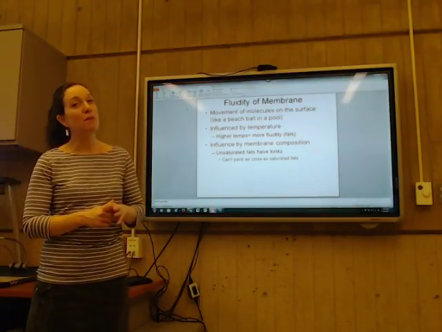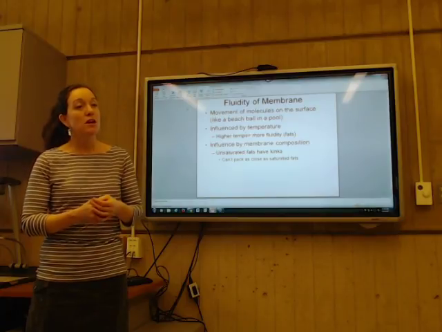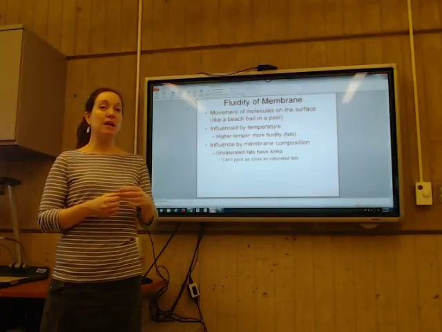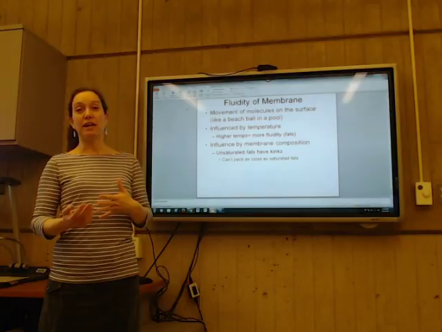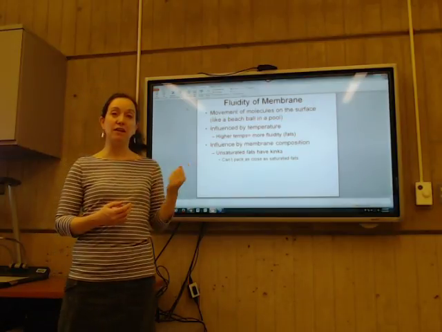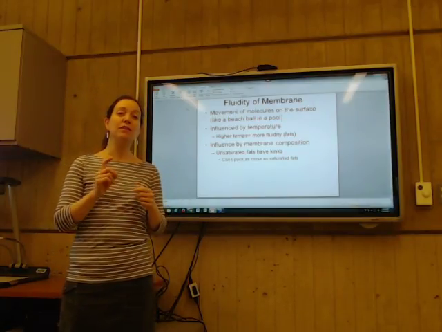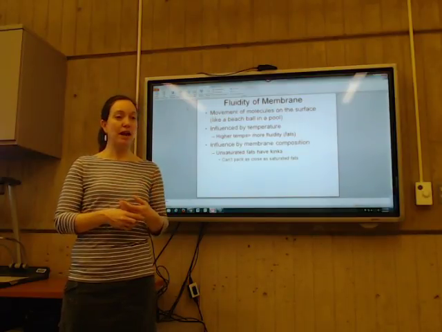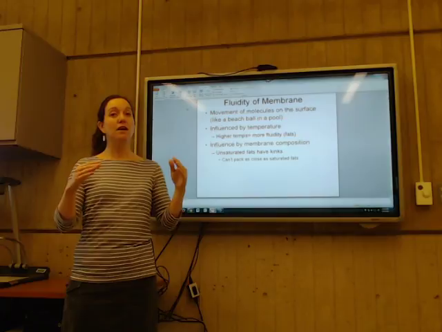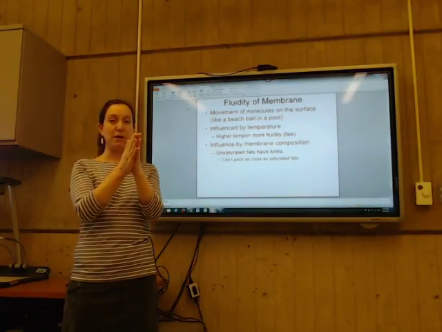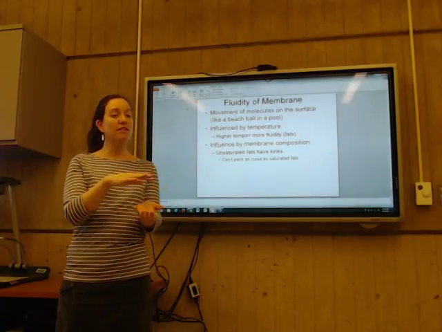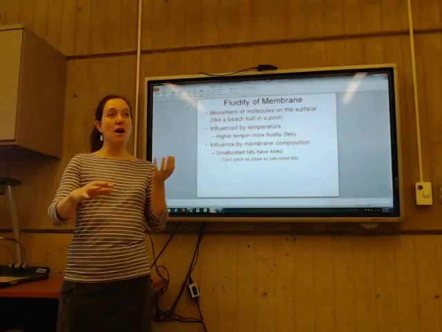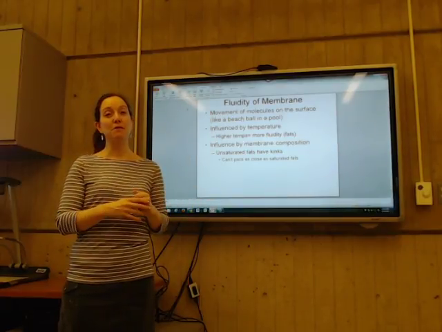This is influenced partly by membrane composition. Lipids can be saturated or unsaturated, and unsaturated fats or lipids have little bends to them, which make them more fluid at any temperature, more fluid than saturated fats, which don't have bends and are straight. So unsaturated fats on the phospholipid membrane will make it more fluid.